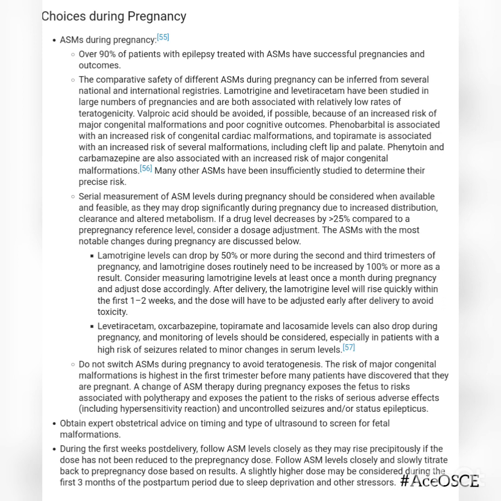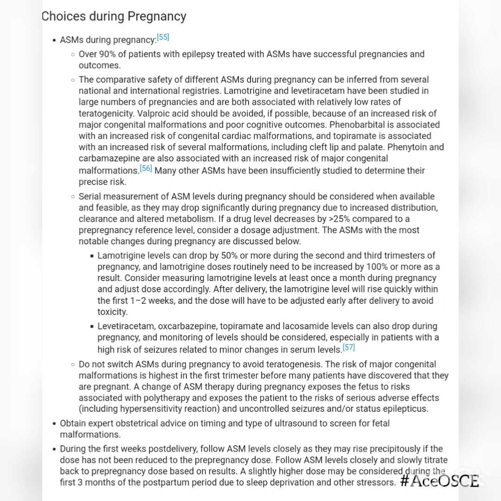So if you see this reference right here, it does say that over 90% of patients with epilepsy treated with ASMs have successful pregnancies and outcomes. So that means that we probably don't want to stop the medication right away. Different medications have different effects of teratogenesis and different levels, if at all, for pregnant patients, which is going to be written down over here.